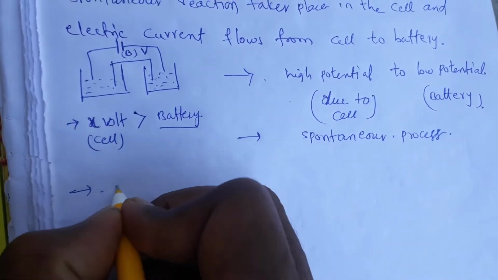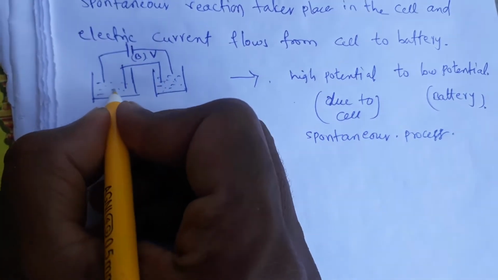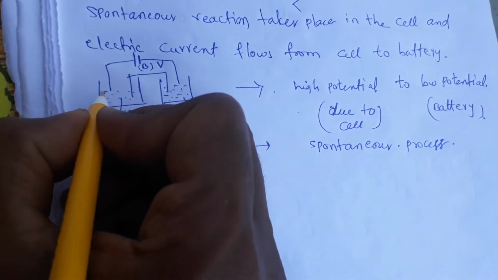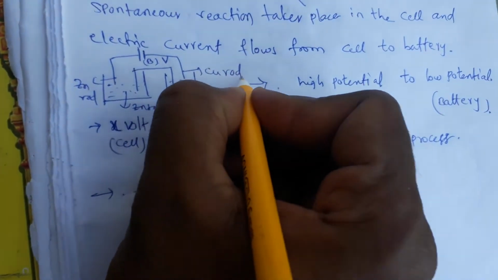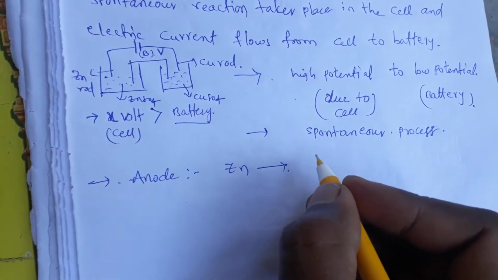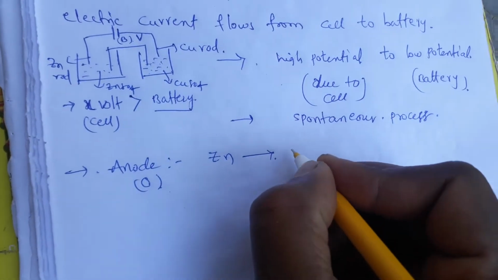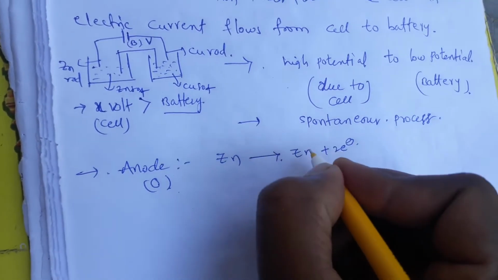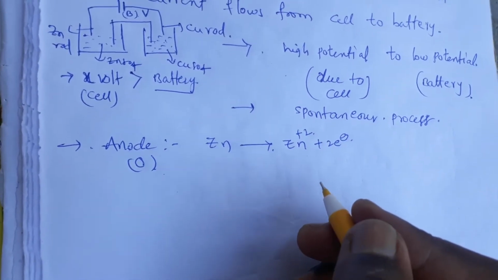Now the reactions. What reaction happens at the anode? Here is the zinc sulfate solution, here is the copper sulfate solution, and here is the zinc rod and here the copper rod. Zinc is the anode. Anode means oxidation. What is oxidation? Loss of electrons. So zinc loses 2 electrons, and obviously it gets a charge of 2 plus, giving zinc 2 plus.